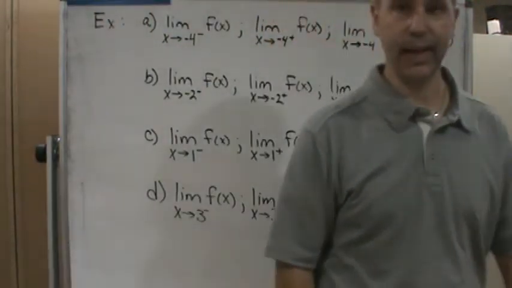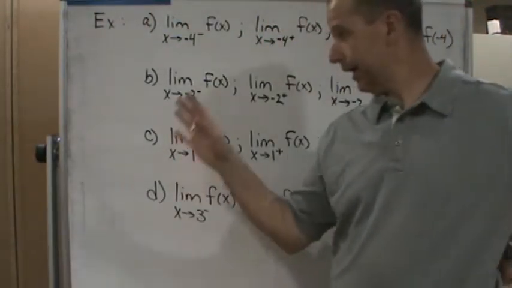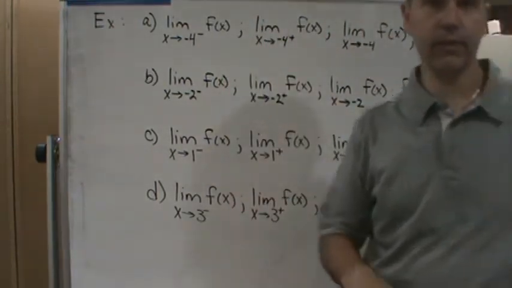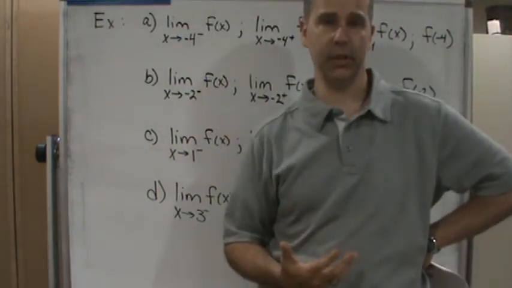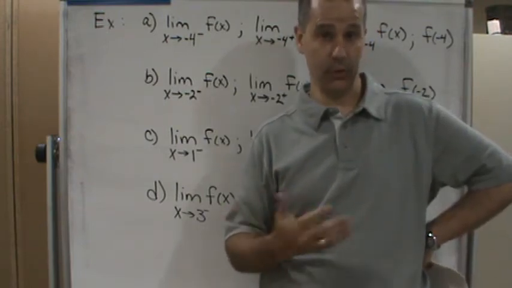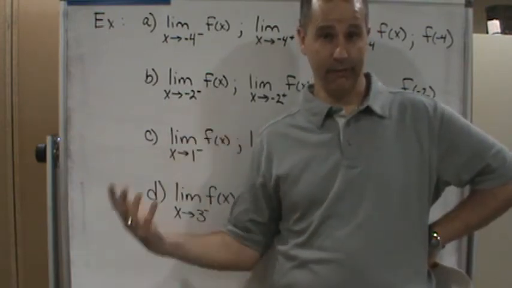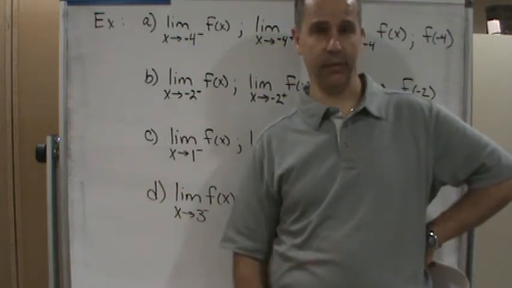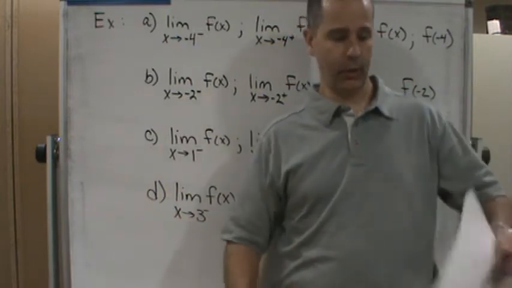Okay, so welcome back, and now we're going to do an example, actually an example that puts all of the stuff that we've been learning in this section to the test, so we can just figure out what the behavior is and evaluate these limits based on the behavior of a graph. Okay, so here's what we're going to deal with.